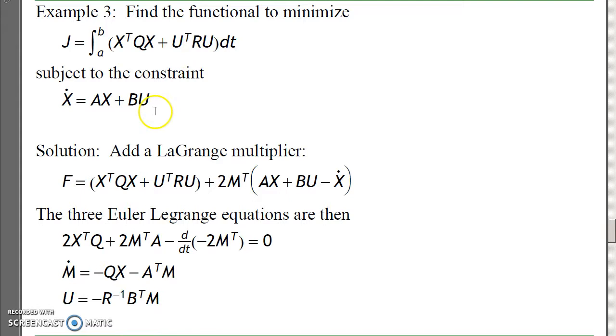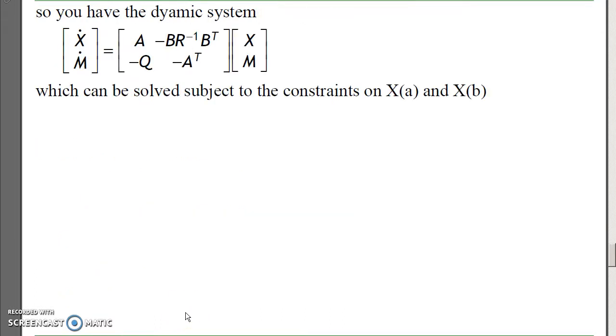To solve this, do what we did before. Take my function, x transpose Qx plus u transpose Ru, add a Lagrange multiplier, m, times my constraint, and bring x dot to the right, making it equal to 0. I now have three equations to solve. Do the Euler-Lagrange equation with respect to x, with respect to u, and with respect to m. This gives you three sets of equations to solve. Or, since I have x dot and m dot, this is the generalized solution to that problem.